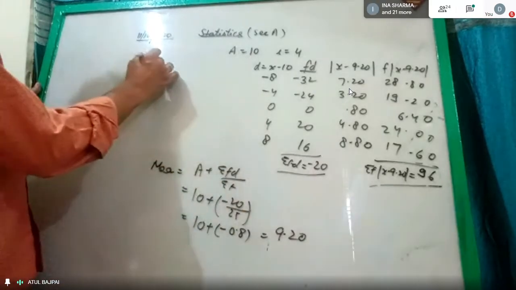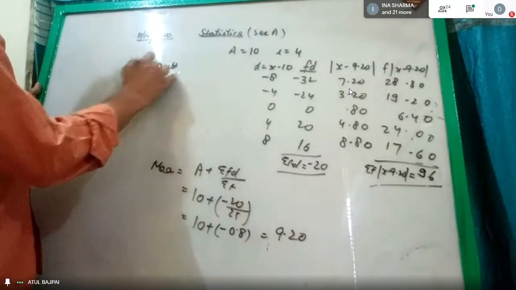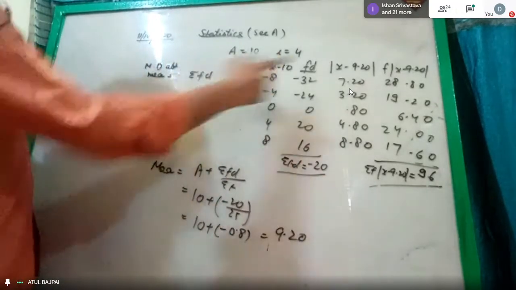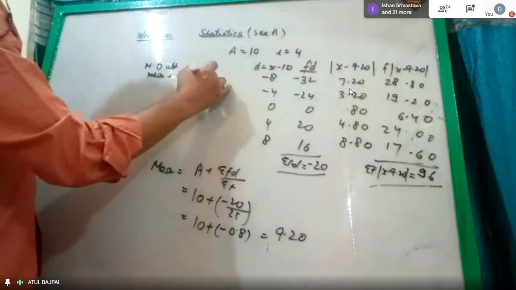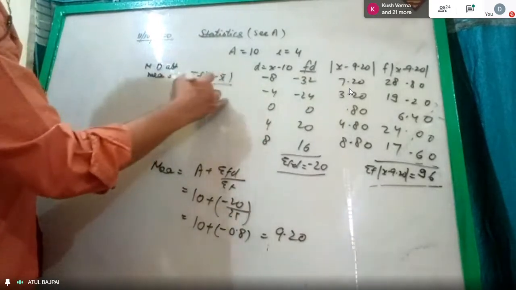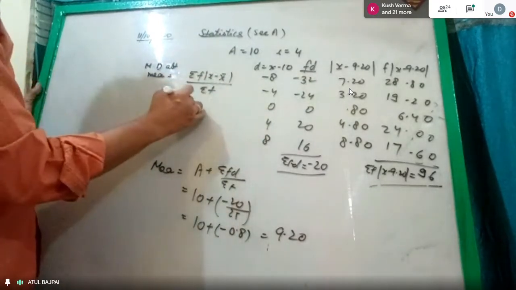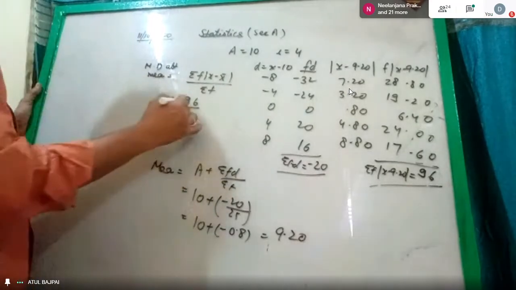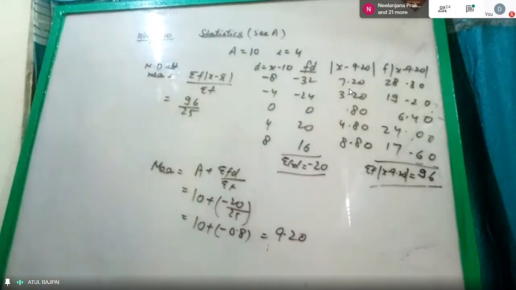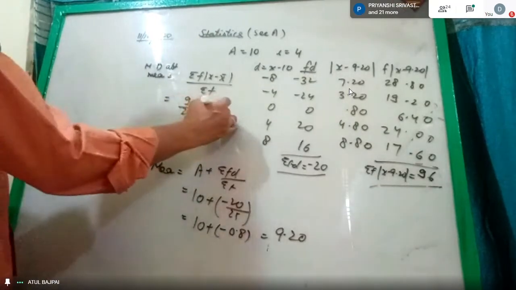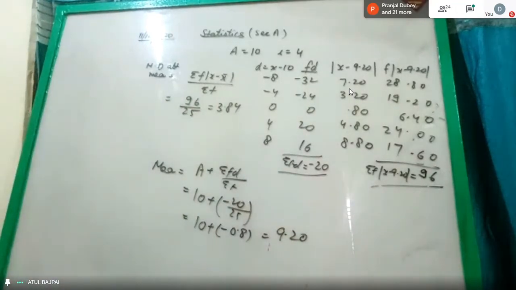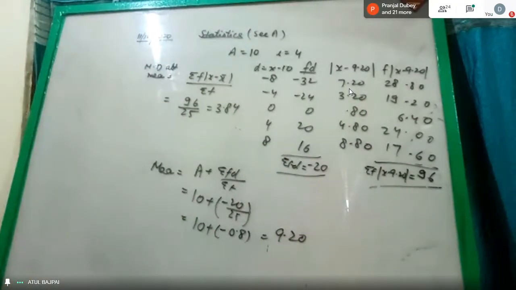What is mean deviation about mean? It will be sigma f d, this d, or you can write x minus x bar, upon sigma f. So 96 divided by sigma f, which was how much? 25. So what answer do we get over here? 3.84. Is this part clear, everyone?